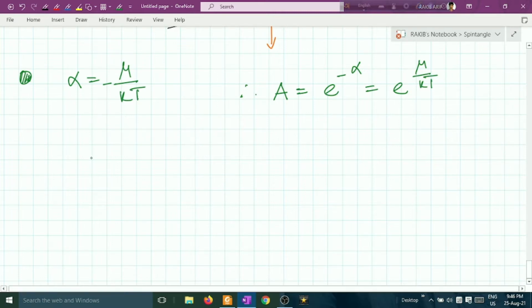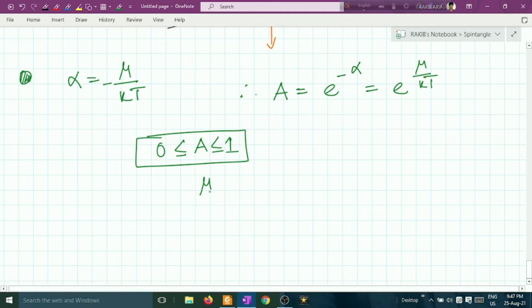Now, as we know, the maximum value of a is 1, and the minimum value of a is 0. Therefore e to the power minus alpha has a value between 1 and 0. The maximum alpha value will be 0, and the minimum alpha value will be, say, infinity. I think so, alpha ranges from 0 to infinity.